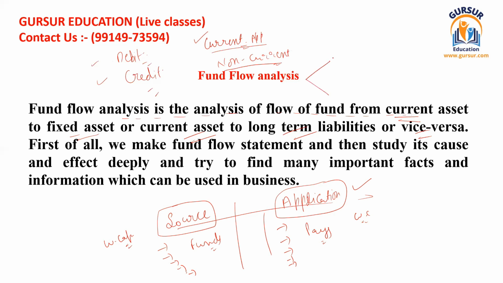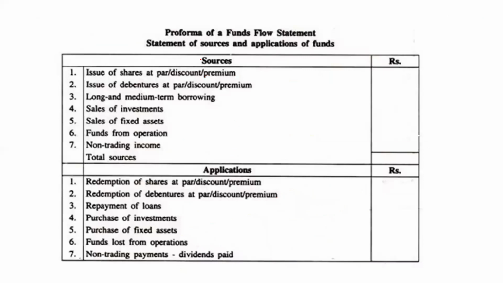and that flow of funds is divided into two parts. The first is sources and second application. So first of all, we make a fund flow statement and then study its cause and effect deeply. You will get to know its more idea only if you see the picture. This is just in vertical format. Okay, so these are sources, these are applications.